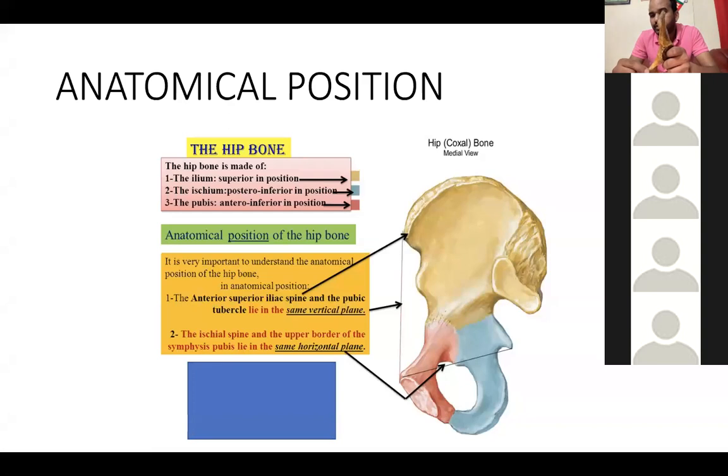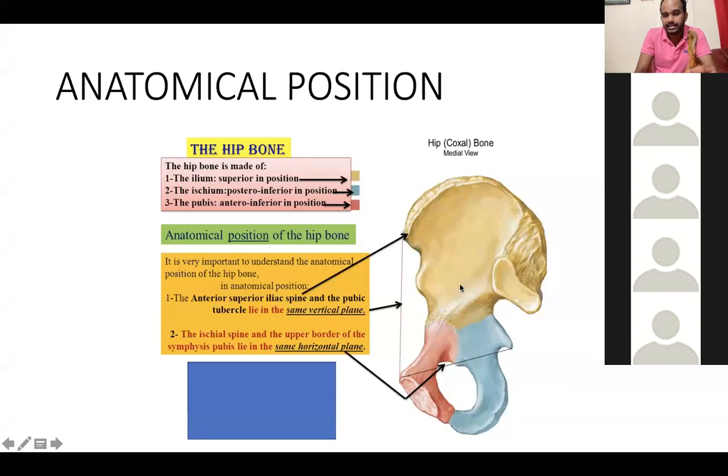So this pubic tubercle and this anterior superior iliac spine, if you draw a line, they should be in the same line vertically. And if you draw a line horizontally from the ischial spine to the pubic symphysis, they should lie in the same line. So these two lines will make this bone lie in anatomical position. Is it clear?